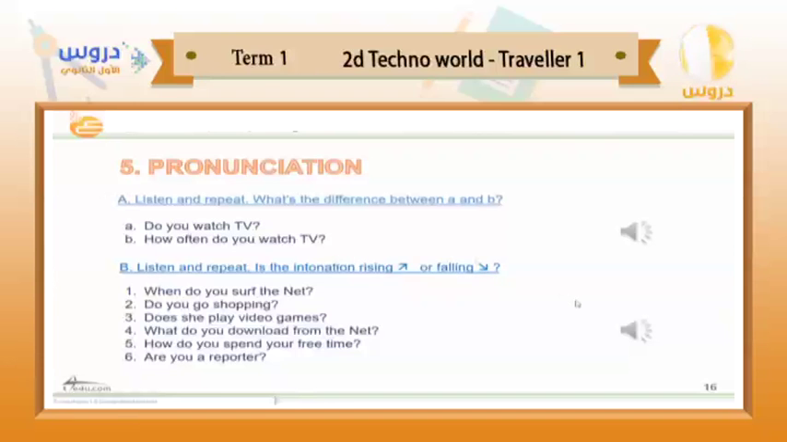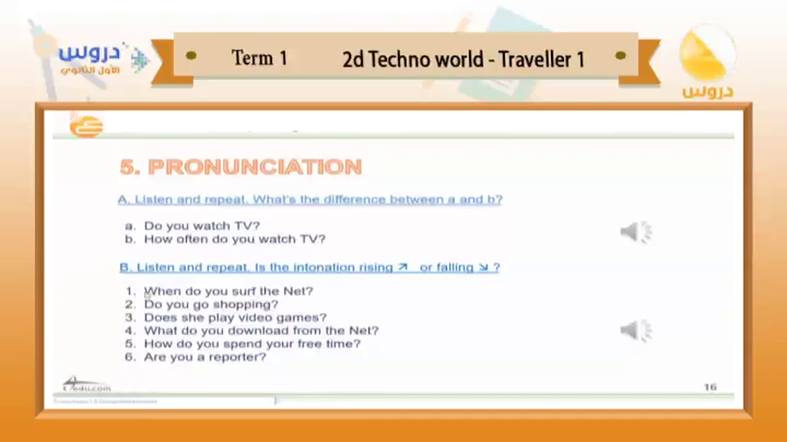Listen and repeat. Listen again and try to find the difference between these six sentences, trying to match the intonation of the rising or falling voice. B. Listen and repeat. Is the intonation rising or falling?